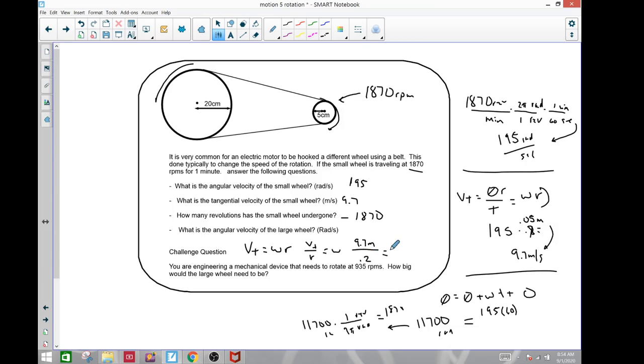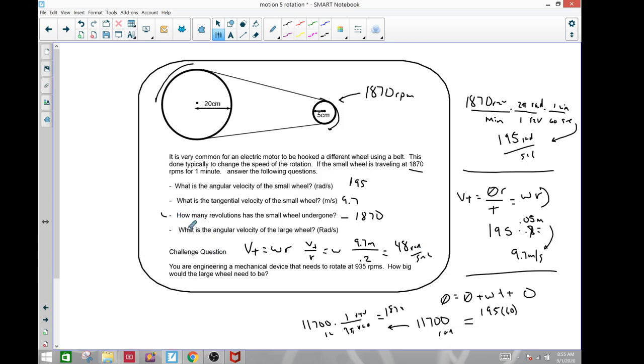9.7 divided by 0.2 is 48 radians per second. Alright, so 48 radians per second. And let's take a moment here and change this up a little bit.